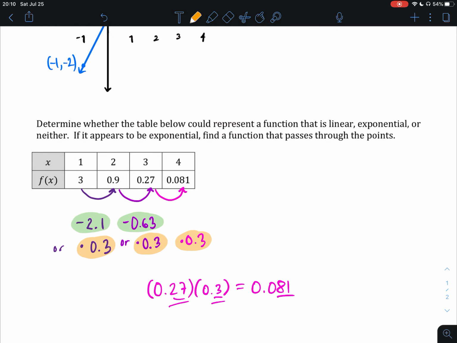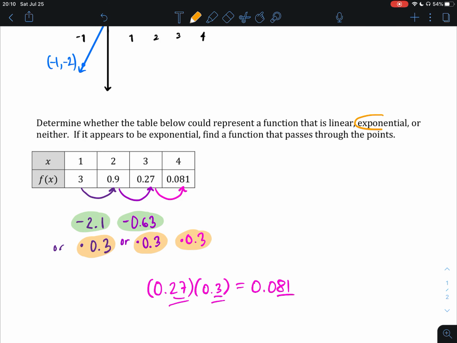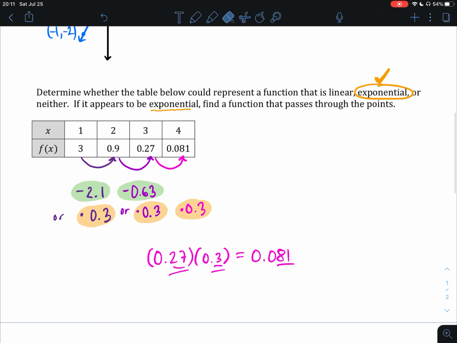So we've answered the first question. Is it linear, exponential, or neither? And neither would mean you couldn't find a multiplicative or additive relationship, but we did find it to be exponential. So if it's exponential, which it is, we got to actually find a function, the equation of a function that would have this table of data. Cool, so let's talk about a couple options for actually building the function now.